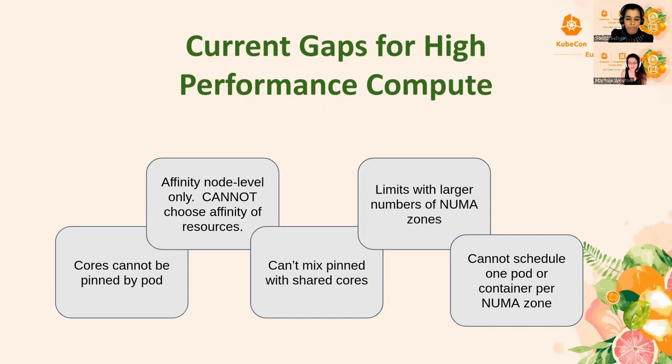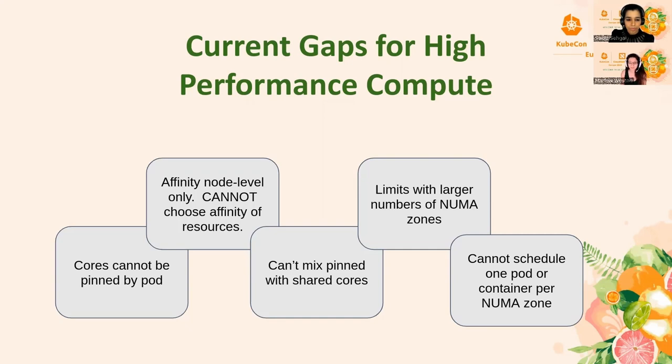So for instance, if you have a stack of XPUs and you want to use just those and you're not worried about the CPU affinity, you can't do that either. You can't mix pinned with shared cores. You can only do full pinned cores. And if you add shared, they have to be pinned right now.